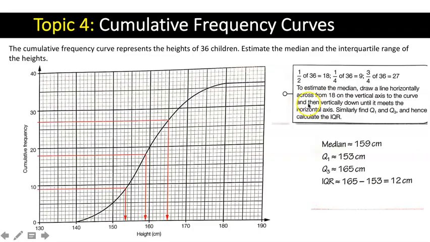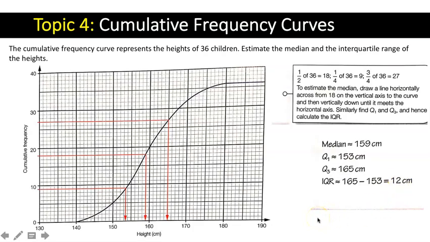And then finally, in order for us to find the IQR, we need to subtract Q3, which we said was 165, minus Q1, which in this case they left as 153. It was about 153.5, but they estimated it to be about 153, which is fine. So 12 centimeters. And that's cumulative frequency curves.